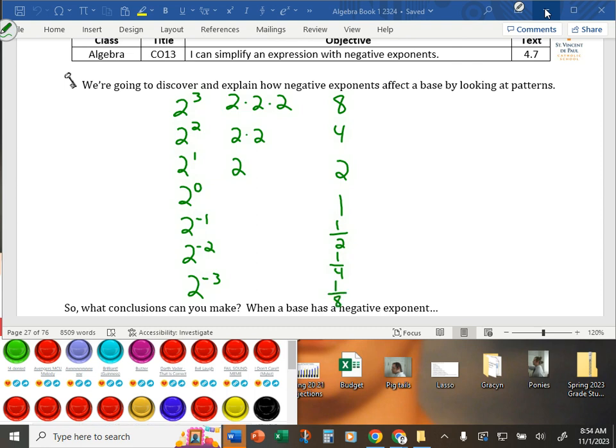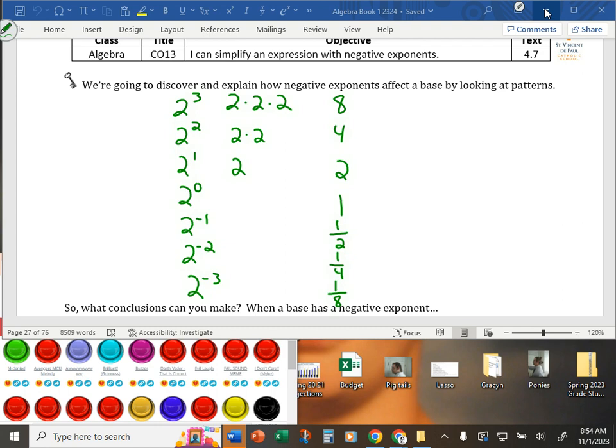And how this looks in expanded form, notice that for our values, for 2 cubed, we have an 8. 2 to the negative third, 1/8. 2 squared is 4. 2 to the negative second, 1/4. 2 to the first is 2. 2 to the negative first, 1/2.